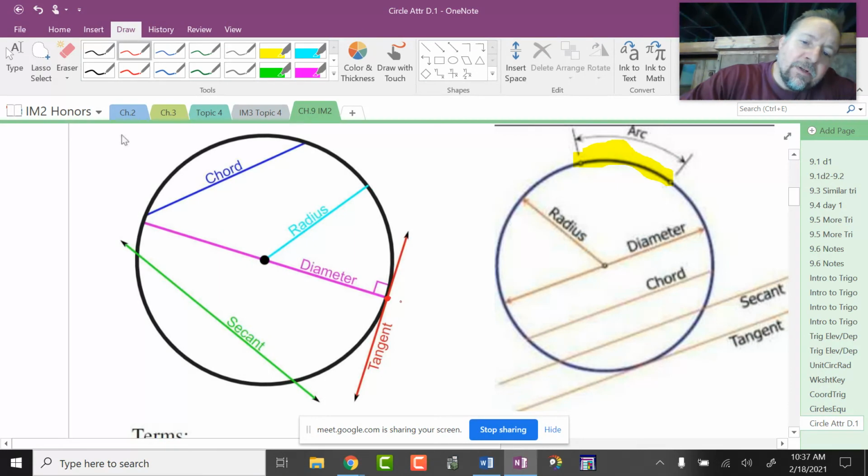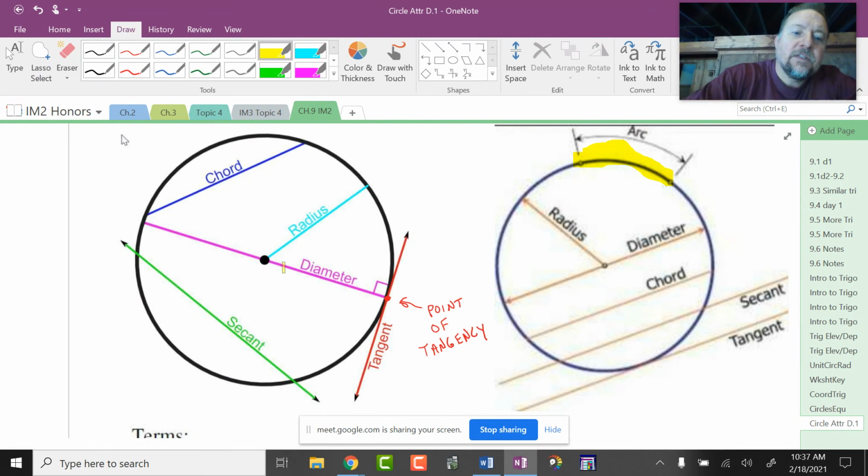One other thing to mark down is a little special thing here. This is called a point of tangency. This is where the tangent line crosses the circle once and only once.